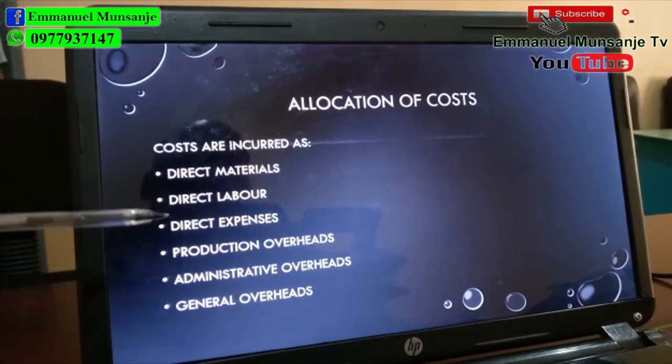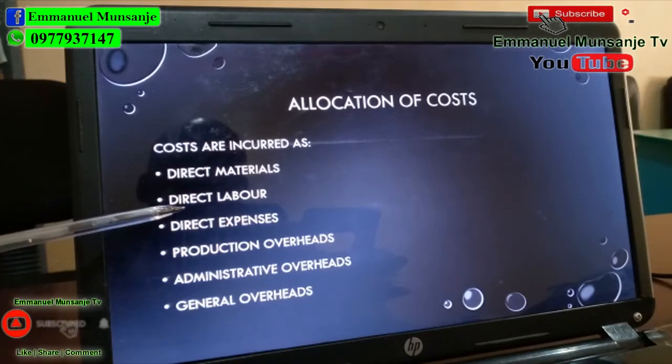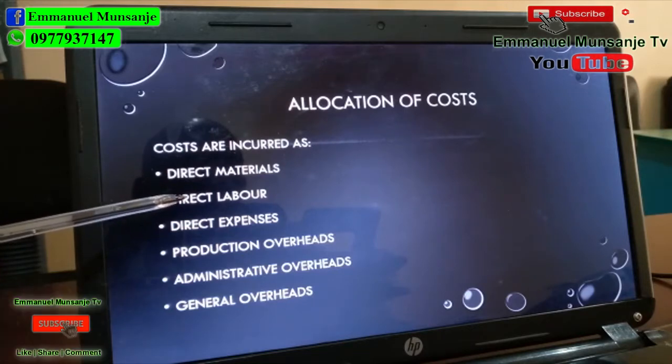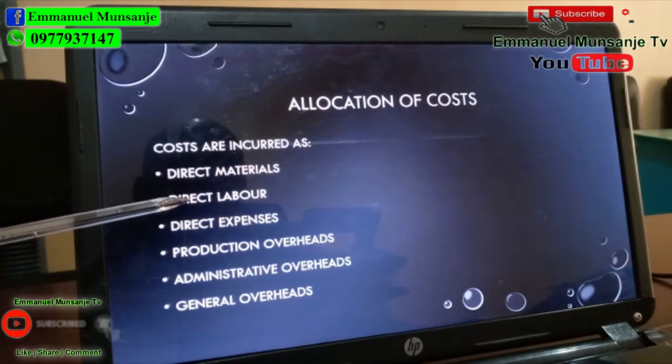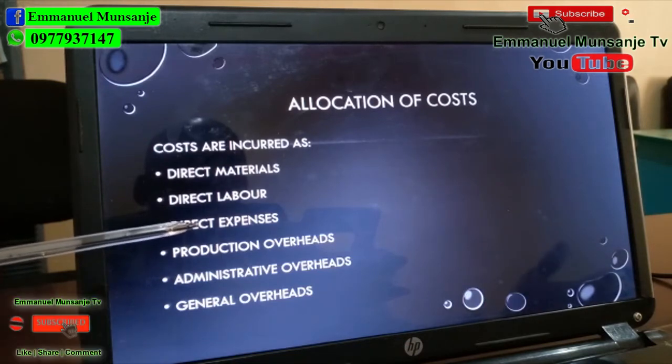Another cost category is direct labor. Direct labor is the cost that is connected to what you are producing. Again, when you use the example of bread, the people who really do the baking of the bread are paid, and that is direct labor. Direct expenses are those expenses that are connected to what you actually are producing.